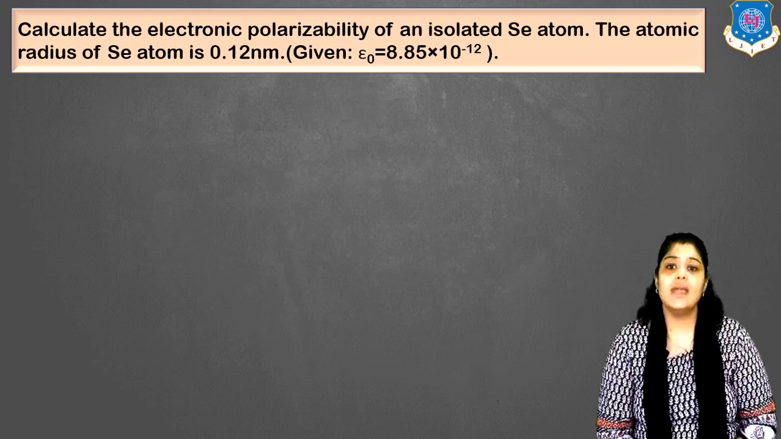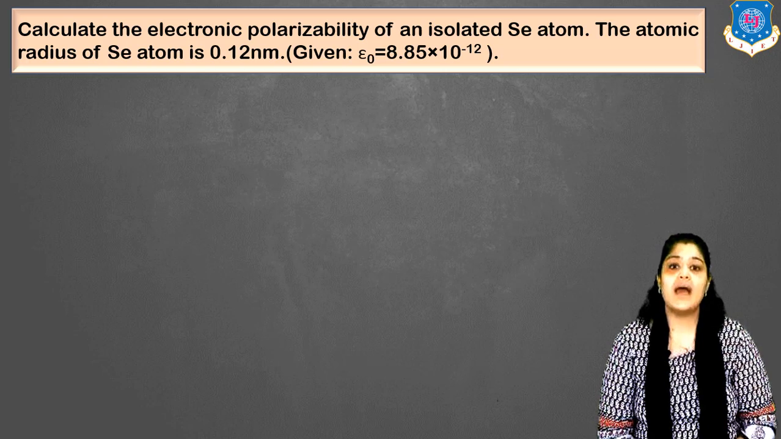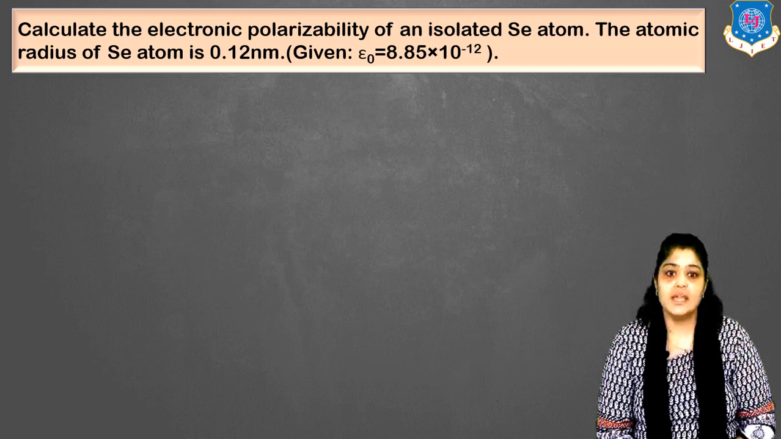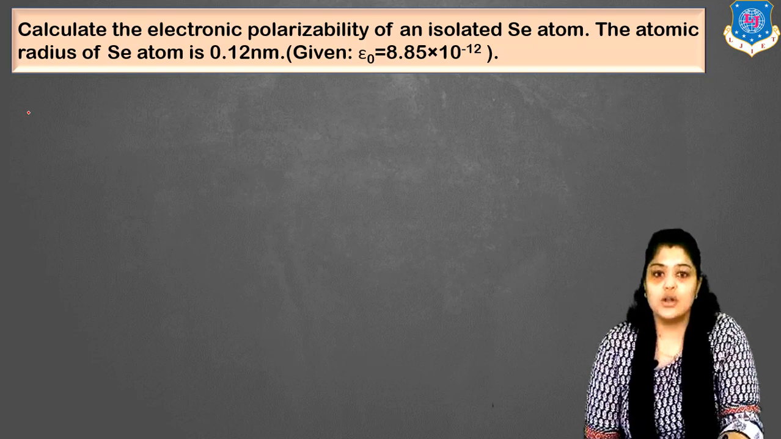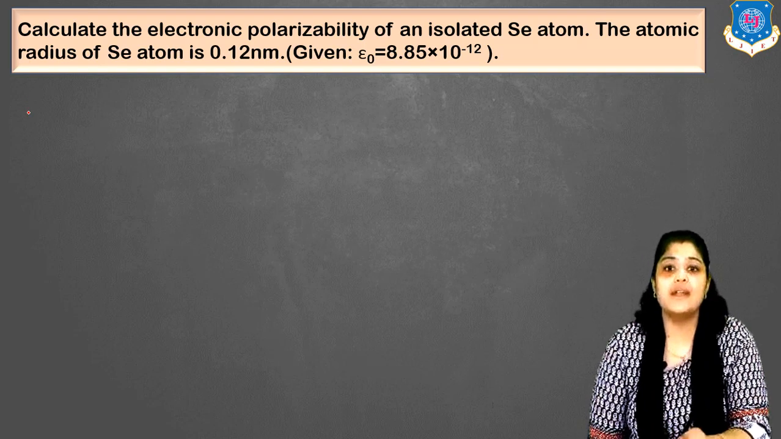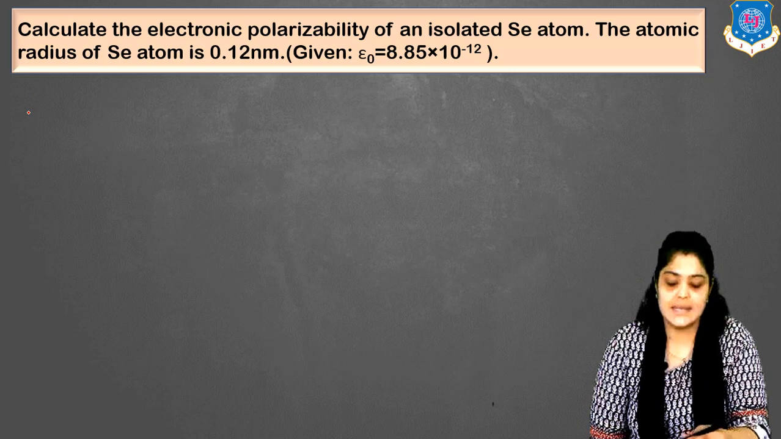atom where the atomic radius of selenium atom is given as 0.12 nanometers, and you have also been given the value of epsilon 0, that is known as the absolute permittivity, 8.85 into 10 raised to minus 12. Let's begin. So we'll just start solving. Now in this numerical you have to find out the electronic polarizability.